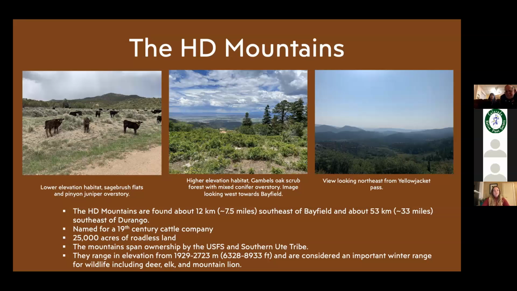They span ownership from the U.S. Forest Service and Southern Ute tribes. They range in elevation from about 6,000 to 8,000 feet. They're very important winter range for a lot of wildlife, including deer, elk, and mountain lion, because they're a little bit more mild in the winter, a little bit lower, and roadless and relatively pristine. A lot of these wild animals really rely on this habitat for the winter time to make it a little bit easier.